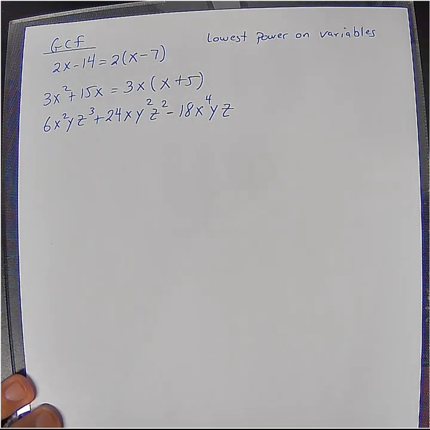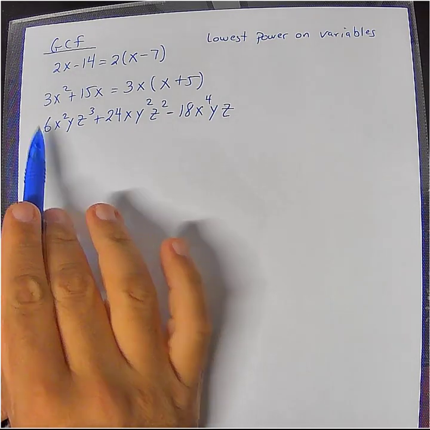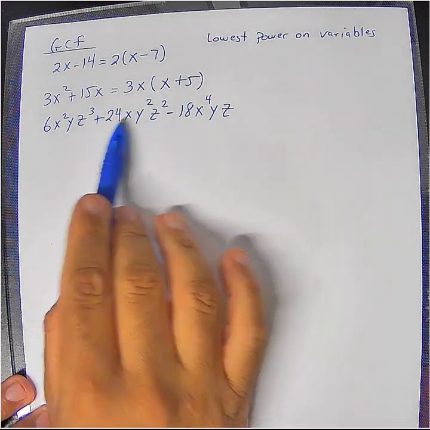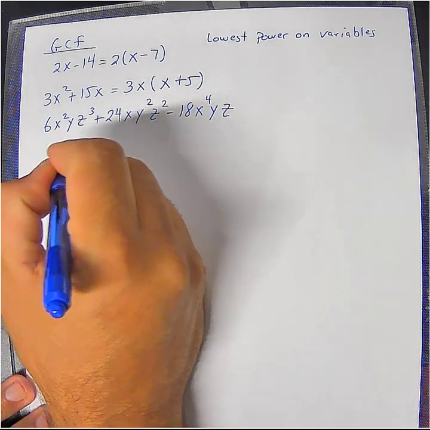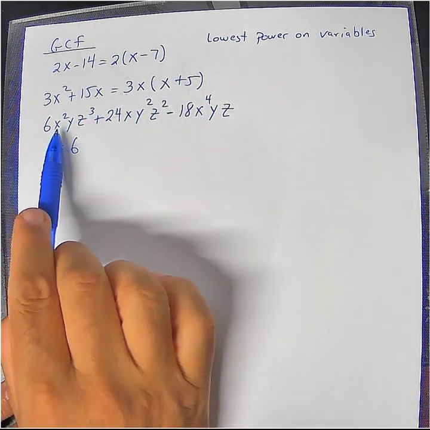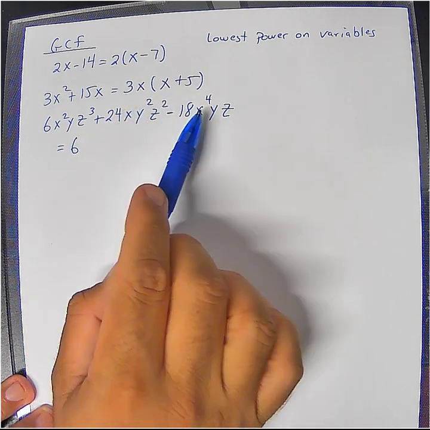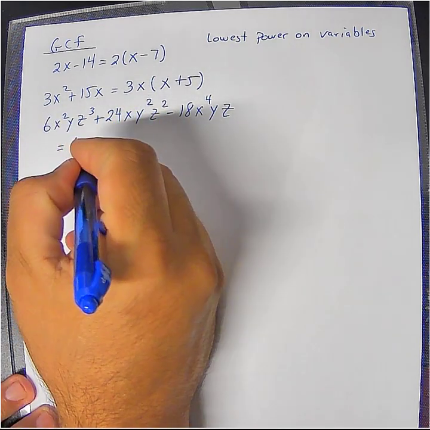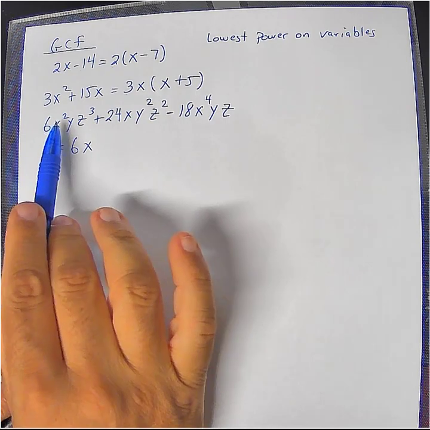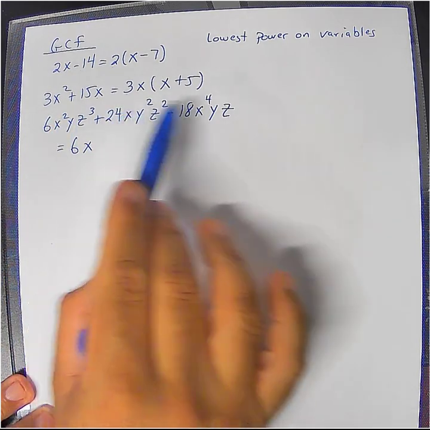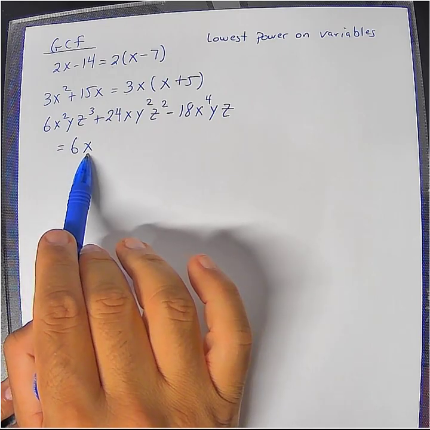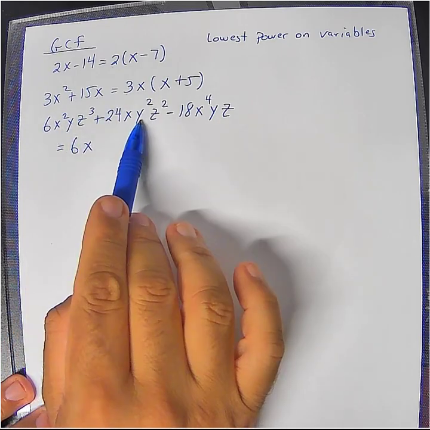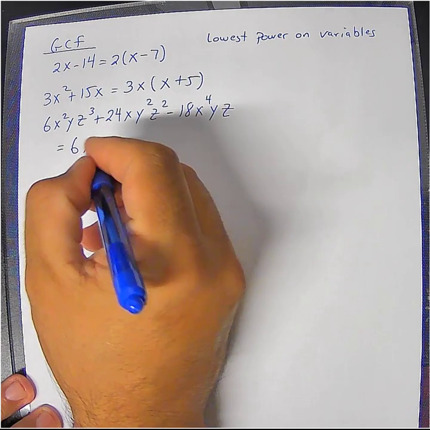So first I attack numbers. 6, 24, and 18. Do they all have a number in common? And the answer to that is yes. That is a 6. This has an x, this has an x, this has an x. So I can take out an x. Now let's do the power. This is squared, this is 1, this is 4, so the least is 1. So I'm just take out an x. This has a y, this is a y, this is a y, so we can take out a y.